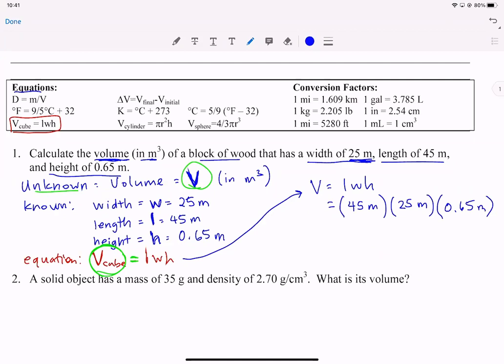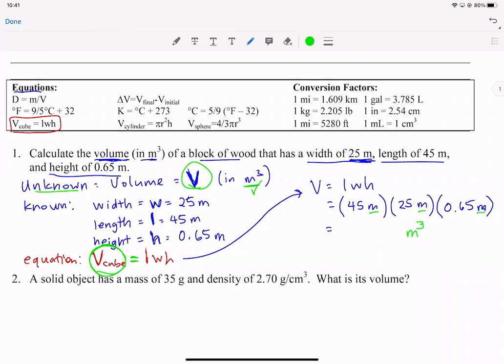Before going to the calculator, I'm going to deal with the units, which are meters times meters times meters. Those units are meters cubed. That's good because that's the units we were trying to get to. Once the units have checked out, notice I did not go to the calculator first. I calculated the units first.